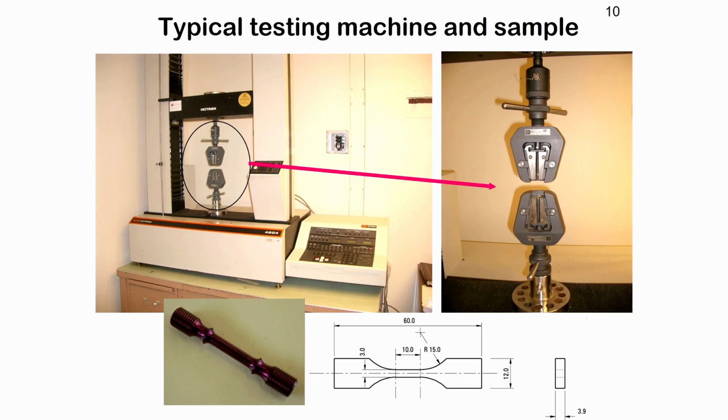Usually you would do a pull rather than a compression because it's much easier to ensure things are aligned in tension than in compression. When you apply compression, things can sort of tilt, right? So the basic stress-strain curve is usually done with tension.